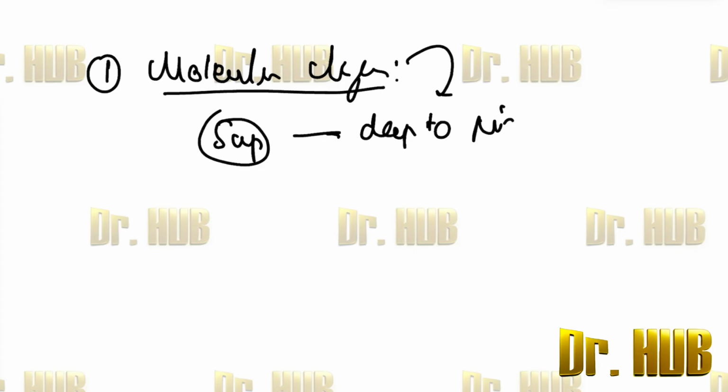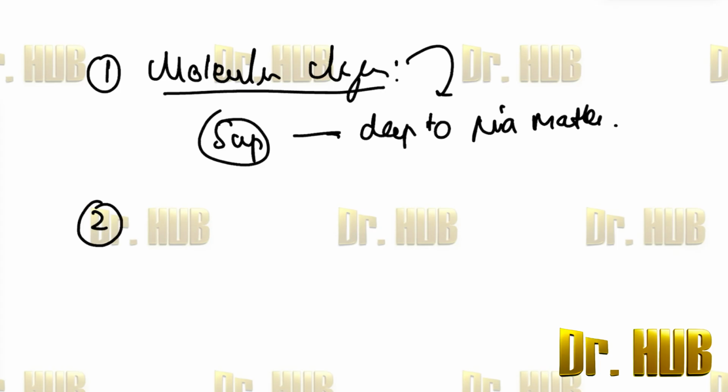The first one is the molecular layer. Layer 1 is nothing but the molecular layer. This molecular layer is the superficial layer, deep to the pia mater.